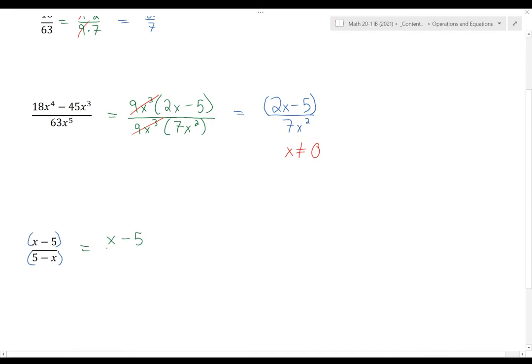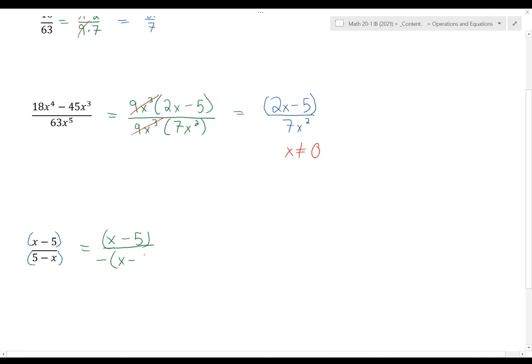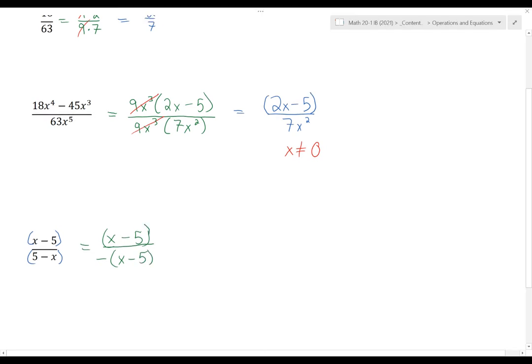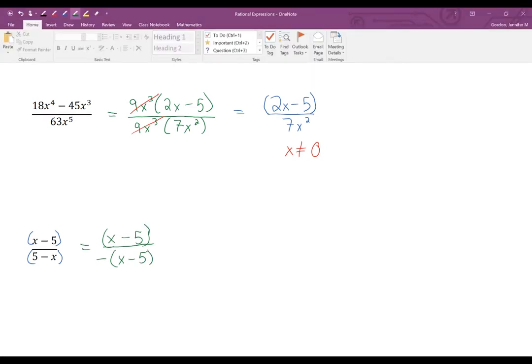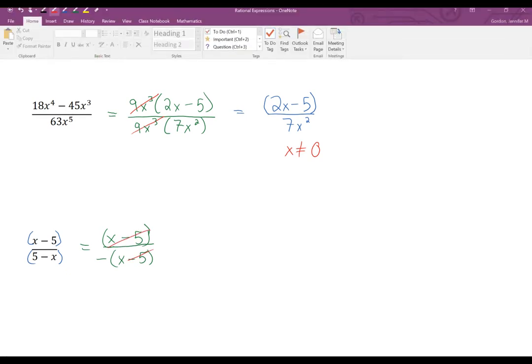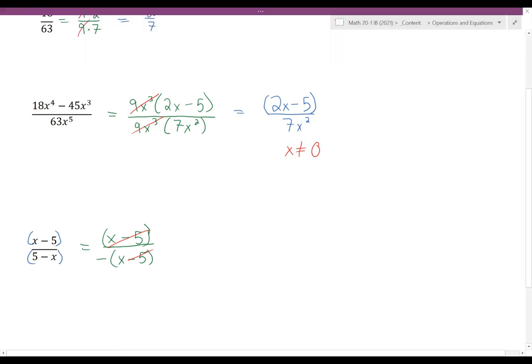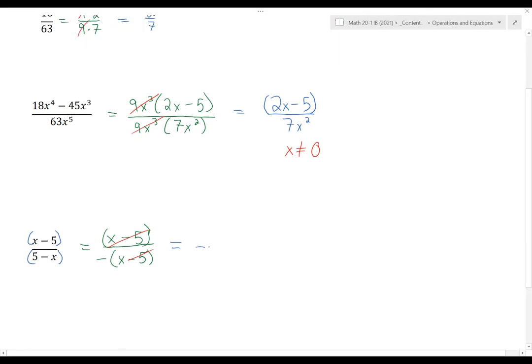So in the numerator, I have x minus 5, and in the denominator, I have negative x minus 5 when I factor out -1. So I actually now do have a common factor of x minus 5 in both the numerator and the denominator. Now, when I divide x minus 5 by x minus 5, I get 1, although I do have a negative here, so it is -1.